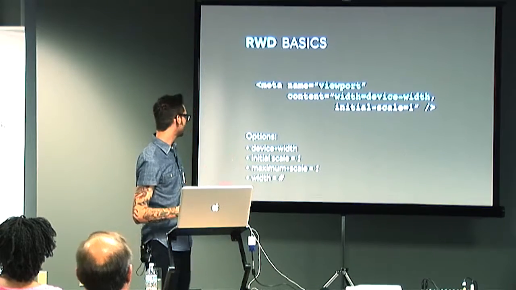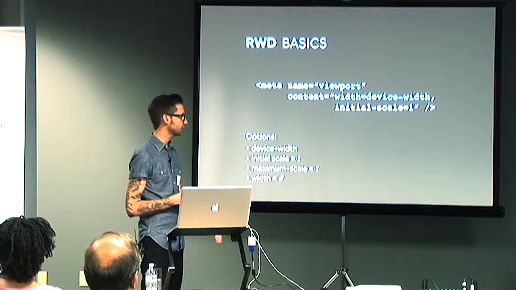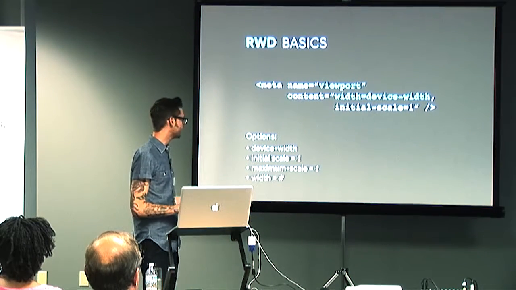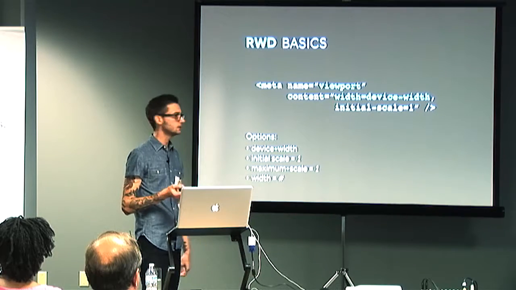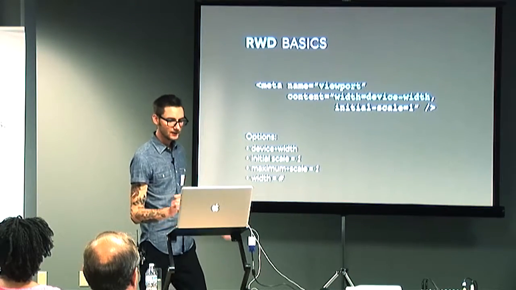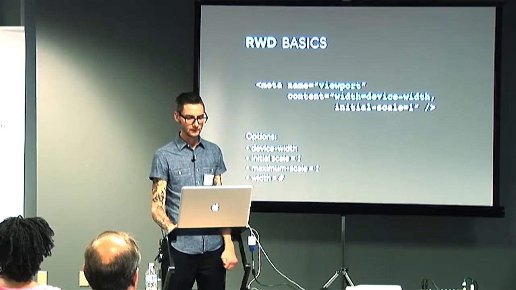The other options here are initial scale, and you can see here I have initial scale 1. That just means it's a 1-for-1 ratio from the actual content that loads. Maximum scale, in combination, you can play with those to get some other ones, but basically if you have it set up how this is, that's step one.